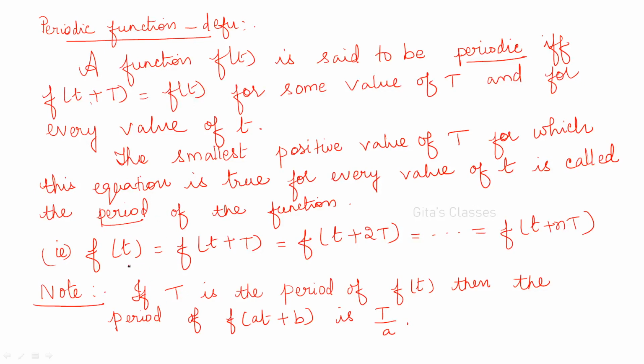That is, the same thing can be written as f of t is equal to f of t plus capital T, is equal to f of t plus 2 into capital T, and so on. In general, we can write f of t plus nT is equal to f of t. And this is a property of this periodic function. If T is the period of f of t, then if you want to find out f of at plus b, then the period will be T by a.